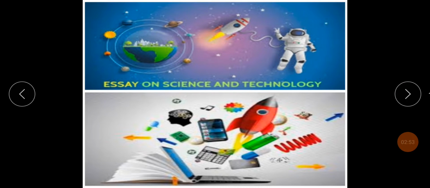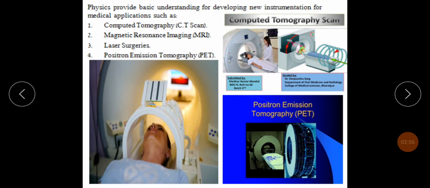Now, physics provides basic understanding for developing new instrumentation for medical applications such as computed tomography (CT scan), magnetic resonance imaging (MRI), laser surgeries, and positron emission tomography (PET). Now, what is a CT scan, computed tomography? It is radiography in which a three-dimensional image of a body structure is produced by computer. And the PET, positron emission tomography, is the imaging test that shows how your tissues and organs are functioning.